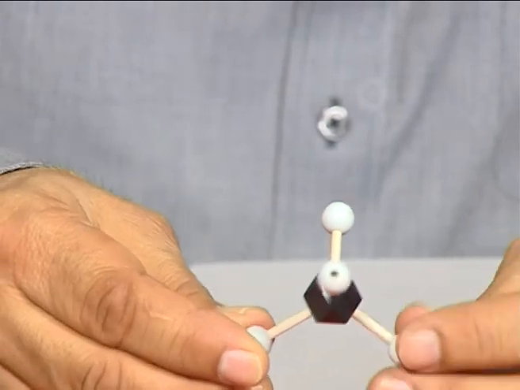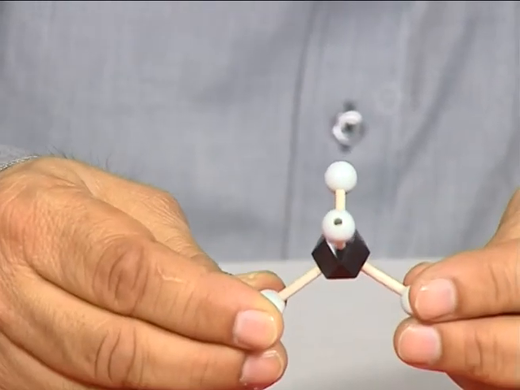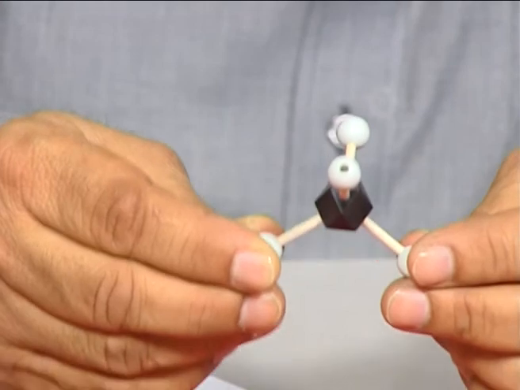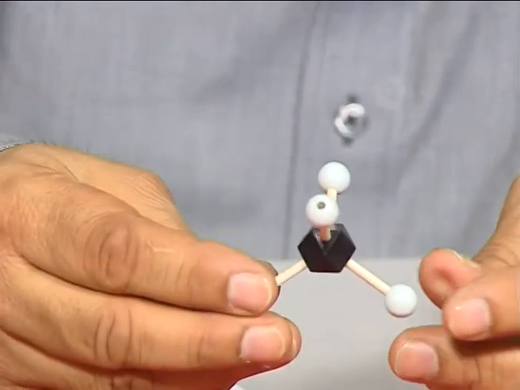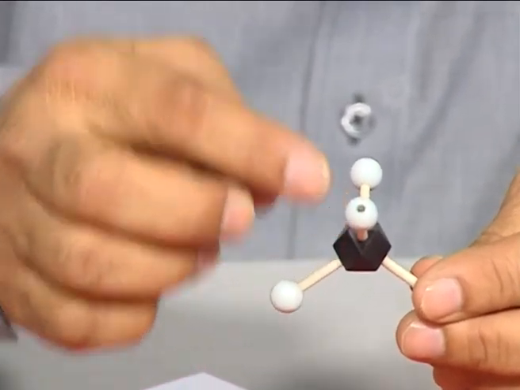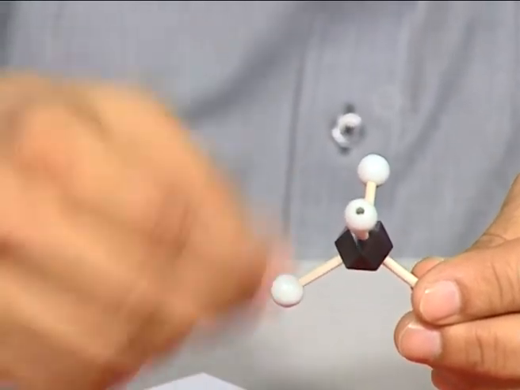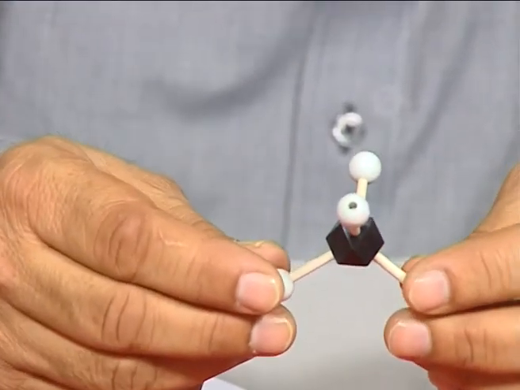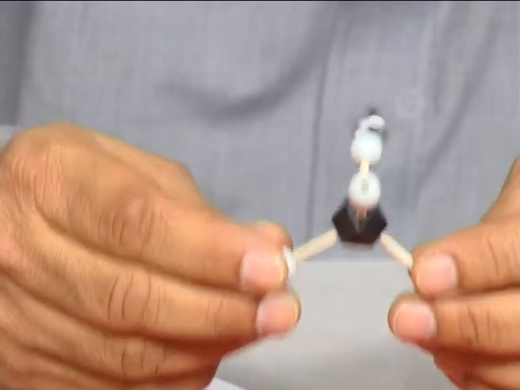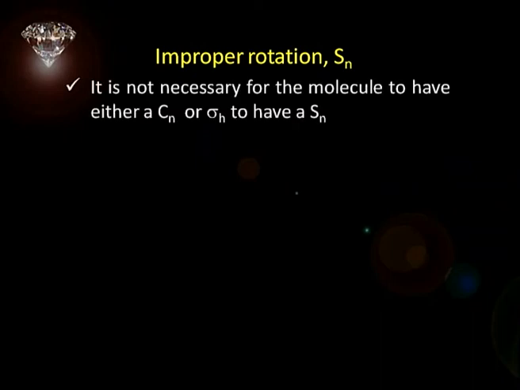You find that this orientation is the same as the one with which I started. That is, you have two hydrogen atoms like this, one towards you, one towards me. So, when I have done this, I say I have performed an S4 improper rotation. That is the meaning of an improper rotation: you first rotate the molecule by a certain angle, then reflect through a plane perpendicular to the particular axis.